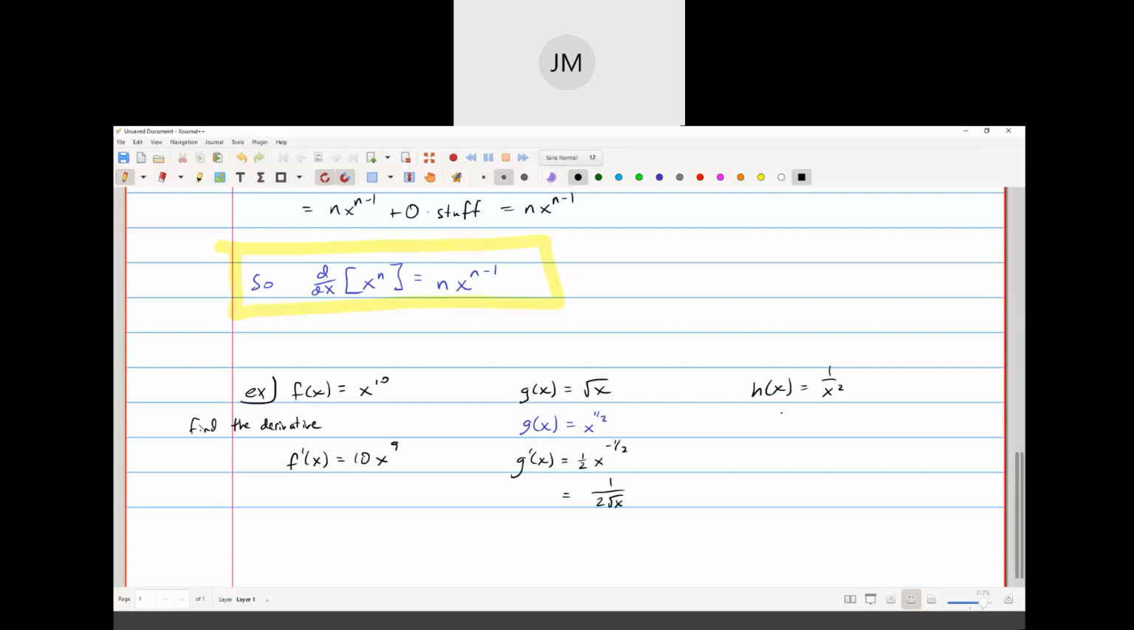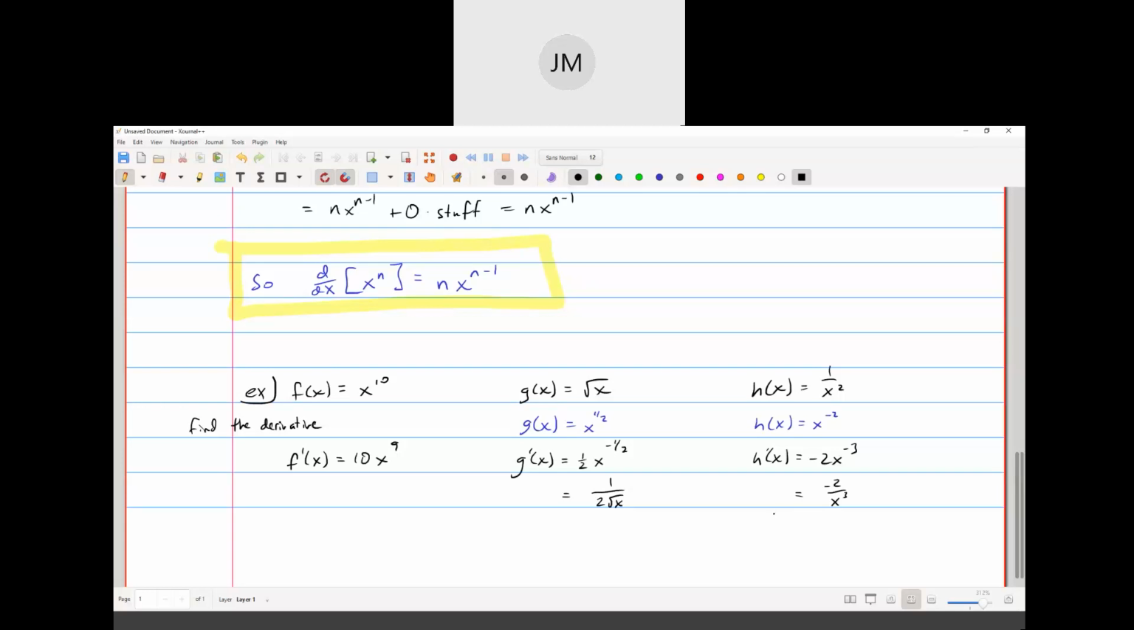Okay, using that same idea on this one, I can write this x squared in the denominator as an x to the negative 2 power. And then we can apply our derivative rule. And once again, we're lowering the power by 1. So negative 2, when I subtract 1, becomes a negative 3. So again, we can write it that way, and that's fine. Or we can write this as negative 2 over x cubed, and that's fine too.